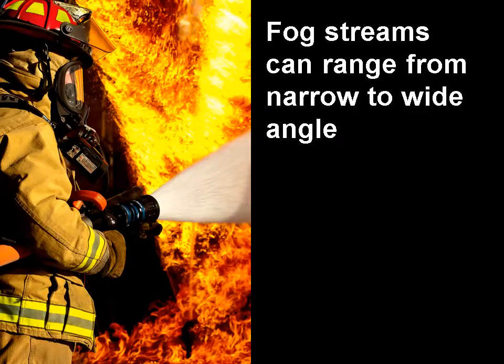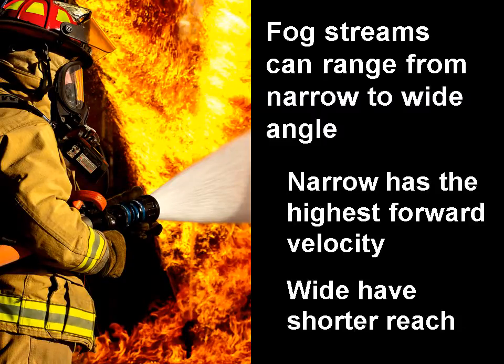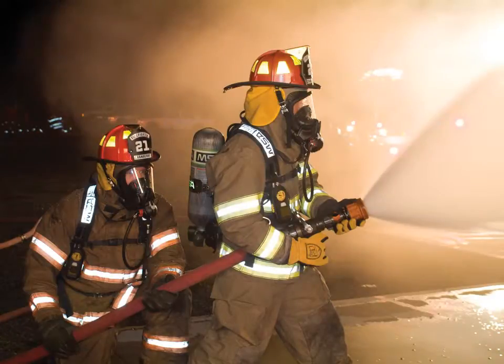Fog streams can range from narrow to wide angle. Narrow has the highest forward velocity. Wide has a shorter reach. Most fog stream nozzles are designed to operate at nozzle pressures of 100 psi at the base of the nozzle. So there's a big difference between the fog nozzles and the solid bore nozzles. A solid bore only requires 50 psi, and the combination or fog nozzle requires 100 psi at the tip to get the full effective use of the nozzle.